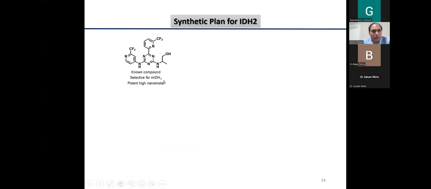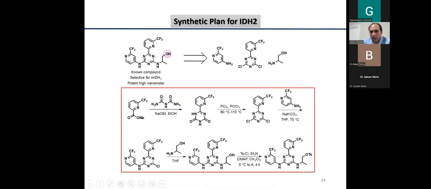for mutant IDH2, and it is a highly potent molecule that shows nanomolar activity towards IDH2. This compound has a hydroxy group. If we replace this hydroxy group with fluorine, it will not affect the biological activity of this compound much. So we thought to replace it with F18, and we divided this molecule into three fragments, and then we started synthesis similarly as I showed previously.